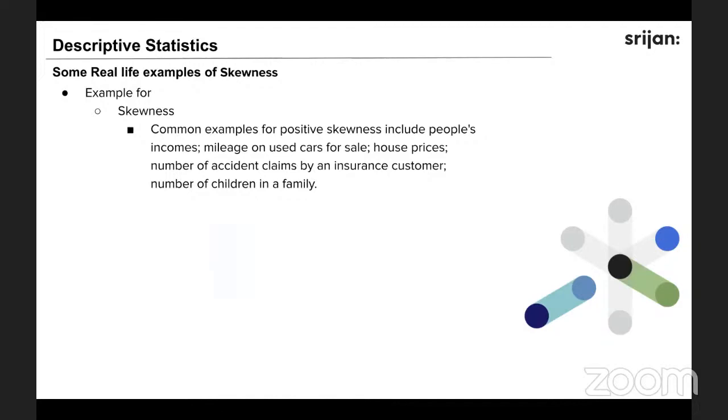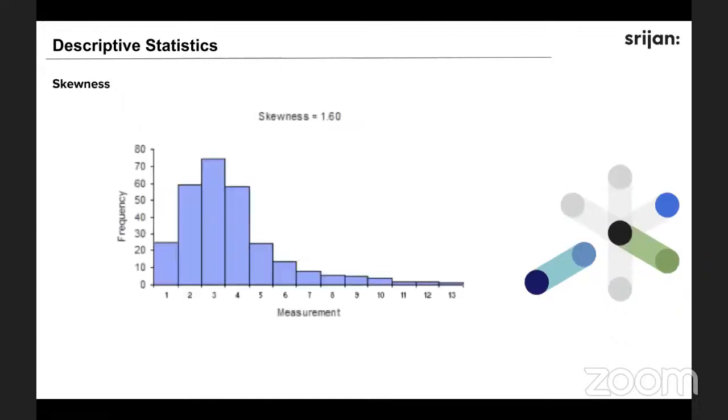Now let's talk about people's income. Why I'm saying it has a positive skewness is because of how positive skewness looks. So this is how positive skewness looks, right?